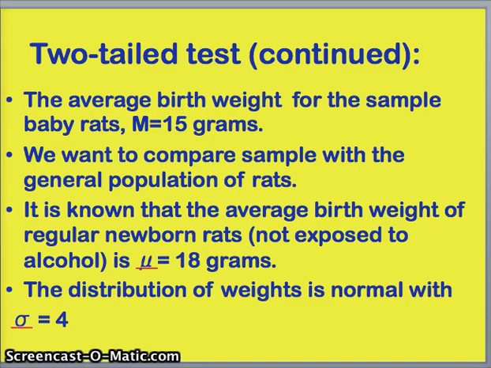Now we want to compare that sample with the general population of rats. It's known that the average birth weight of regular newborn rats not exposed to alcohol is mu, which is our population mean, equals 18 grams. And the distribution of weights is normal, with a standard deviation for the population equaling 4. So you've been given the sample mean, the population mean, and the population standard deviation.